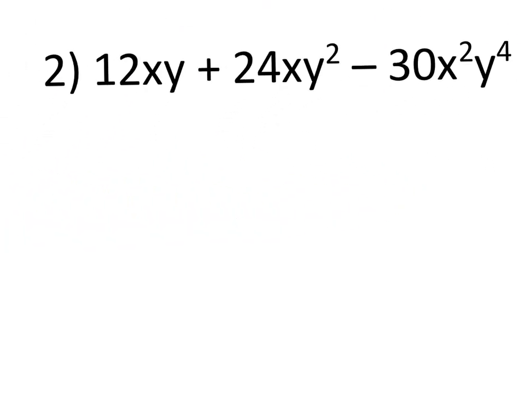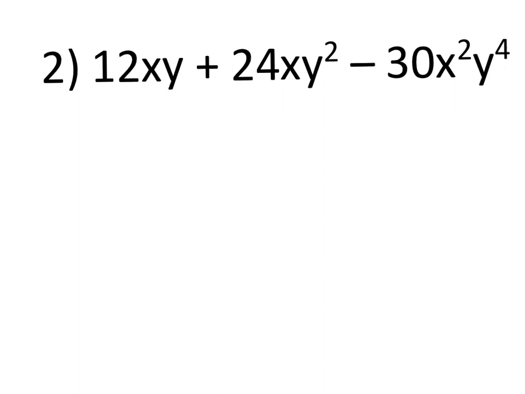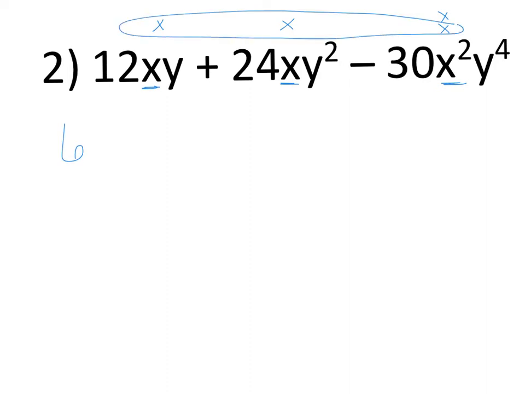Looking at this one, 12, 24, and 30. We're thinking about what number they all have in common, and hopefully you're coming up with a 6. Now you look at your x's. You have 1 x and 2 x's. If you need to write it out, write it out: I've got an x here, an x here, and 2 x's here. How many do they all have in common? They all have 1 x in common. Same thing for the y's. I've got 1y, 2y, 4y. How many y's would they all have in common? They would only have 1 y.